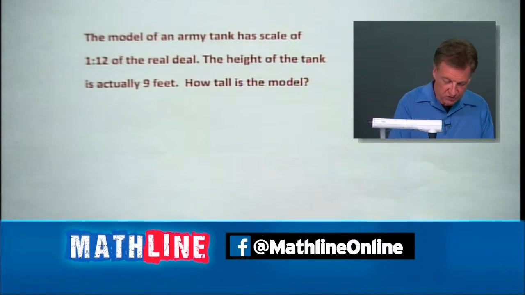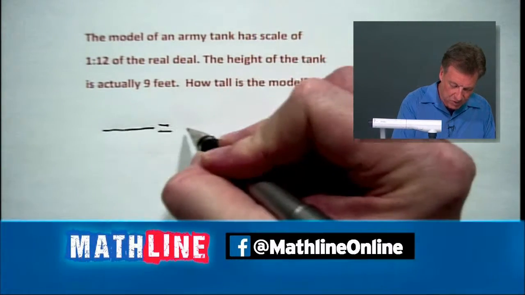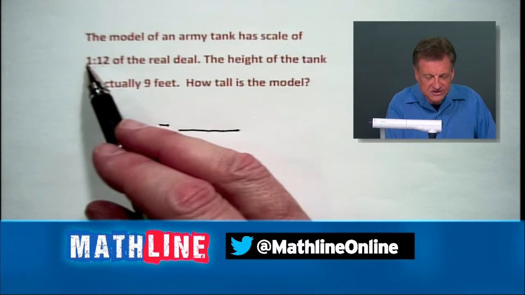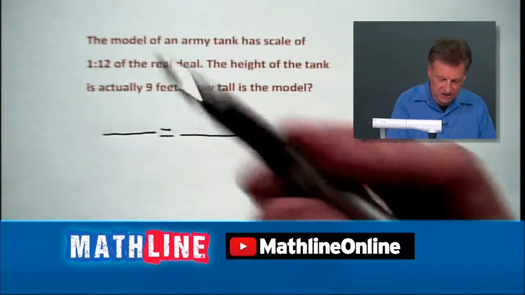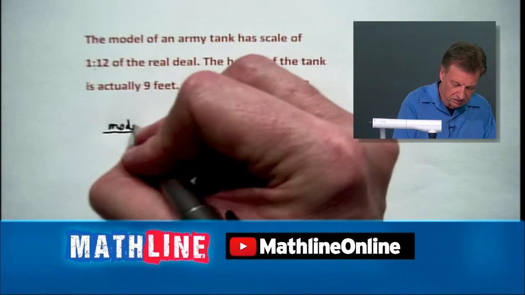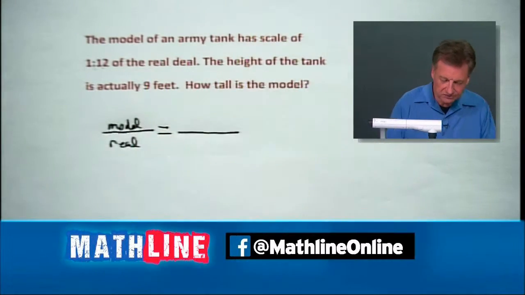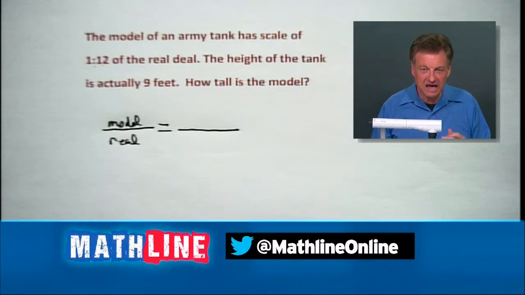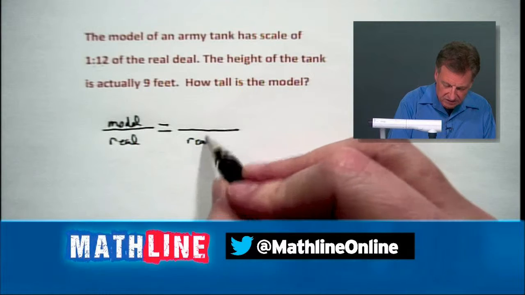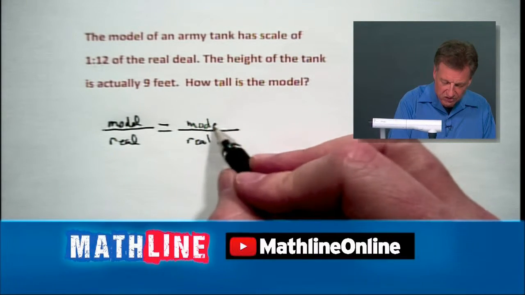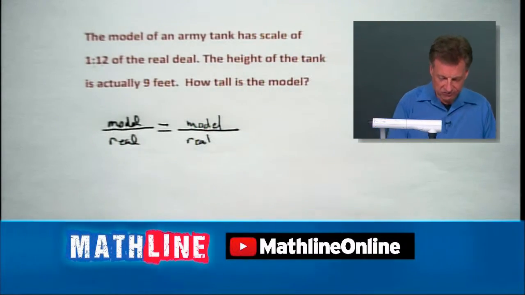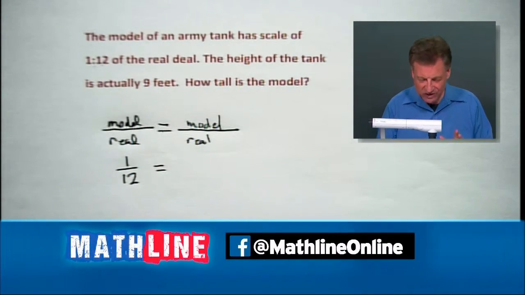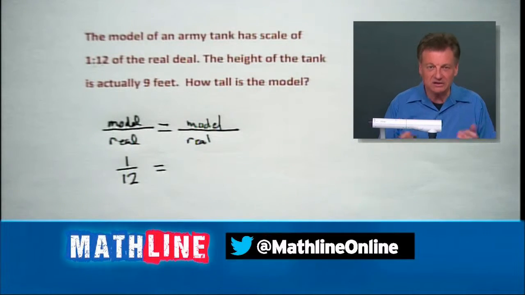Let's get a ratio. Remember, we like to write. What's the problem? What's the storyline here? So this scale, what is this talking about? This is the model versus the real deal. All right, so we'll put model and we'll call it real. The height of this tank is actually 9 feet. So again, that's the real deal. And we're looking for what's the model size. So let's get our ratio in there. 1 to 12, since they gave it to us in that way. By the way, we think of it as model to the real deal, okay?